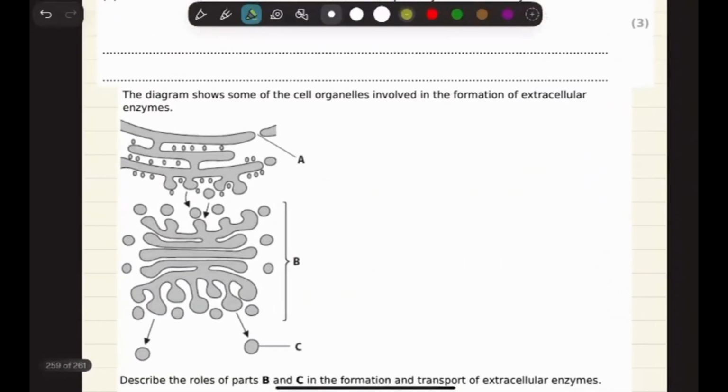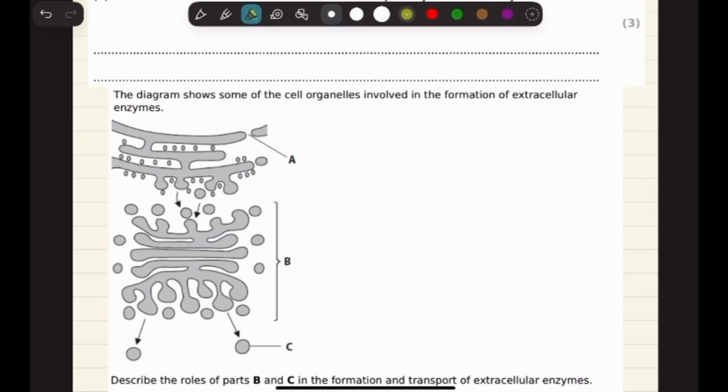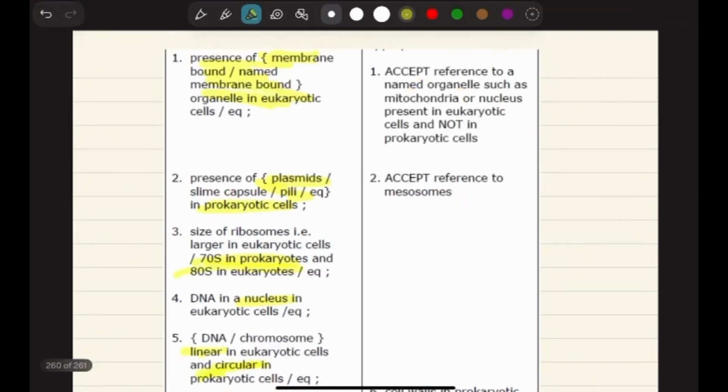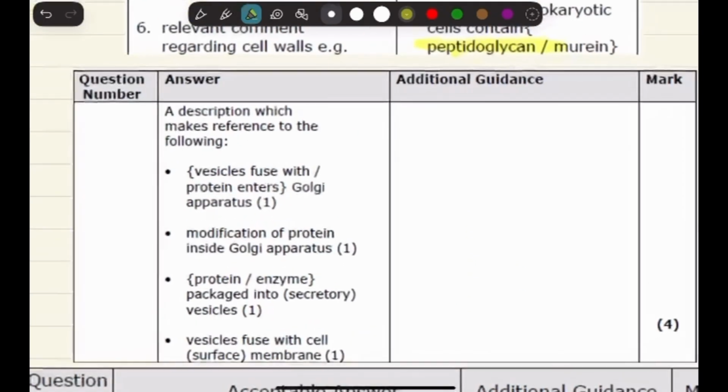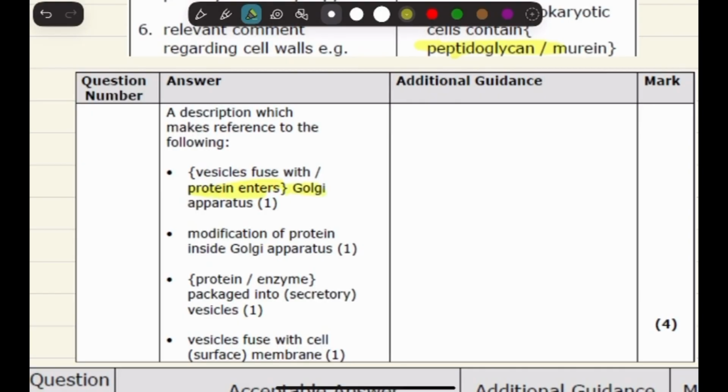Second one, you need to identify. So you should be able to see A is your rough endoplasmic reticulum. You can see the ribosomes here. B is your Golgi. C is your secretory vesicle. So once you've got those, you need to know what they do. So the protein is going to enter the Golgi. When it enters the Golgi, like we said, about modification, doesn't need a specific example, just modification. Then it's going to be put into the secretory vesicle, and that's going to be exocytosis.